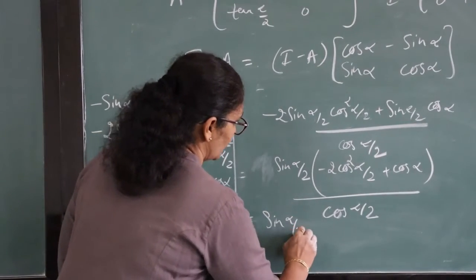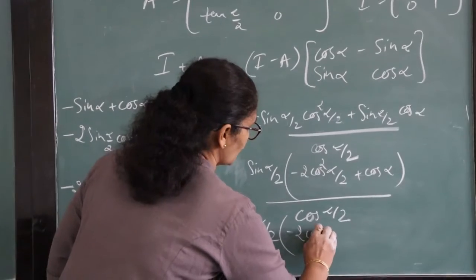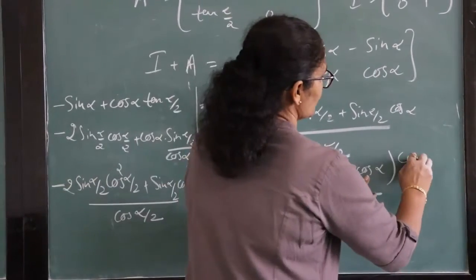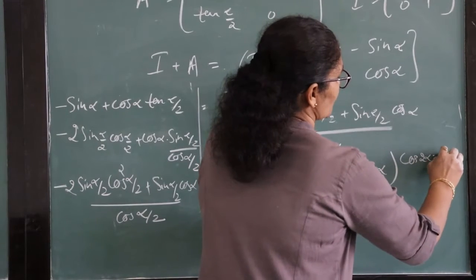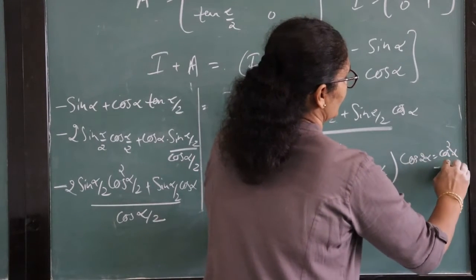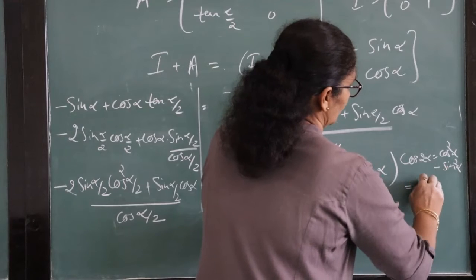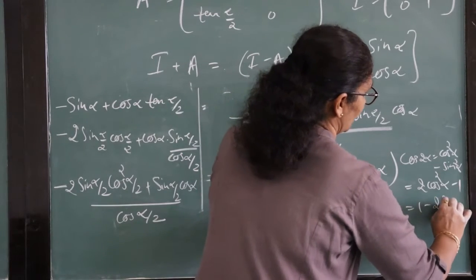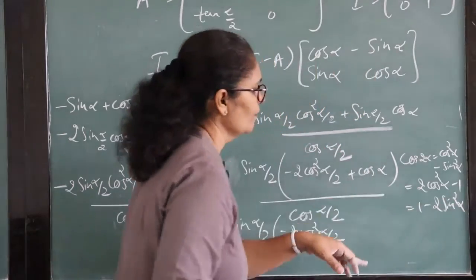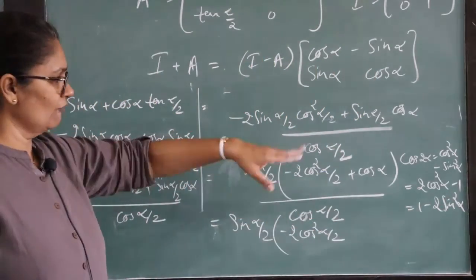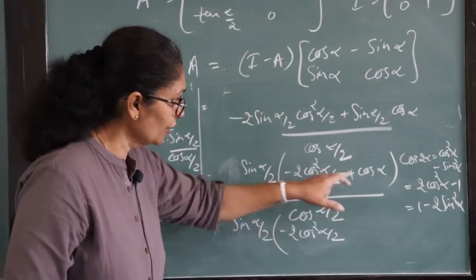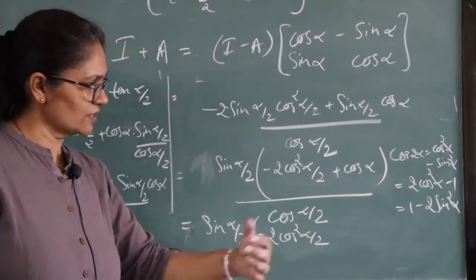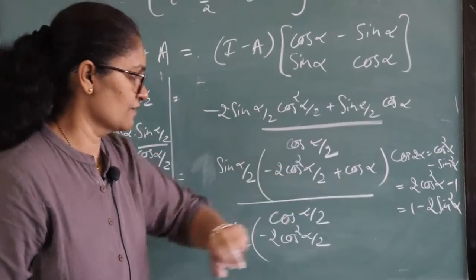Now sine alpha by 2 minus 2 cos square alpha by 2. Now I can write the formula. We have cos 2 alpha's formula. First is cos square alpha minus sine square alpha, another is 2 cos square alpha minus 1, and third is 1 minus 2 sin square alpha. I just revised it because we have already discussed it in 11th standard. So here, which one is easier for us, so that we can easily reduce this term? The easiest way is this formula.